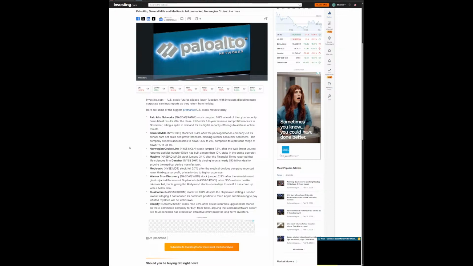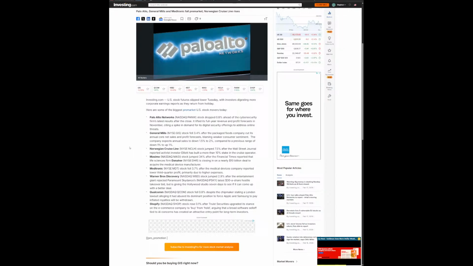General Mills stock fell 3.4% after the packaged food company cut its annual core net sales and profit forecast. Norwegian Cruise Line stock jumped 7.5%. The Wall Street Journal reported activist investor Elliott has built more than a 10% stake in the cruise operator. Medtronic stock fell 3.7%. Warner Brothers stock jumped 2.9% after the entertainment giant rejected Paramount Skydance's latest $30 a share hostile takeover bid. Man, this thing is just not moving.